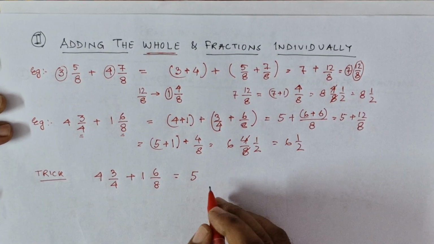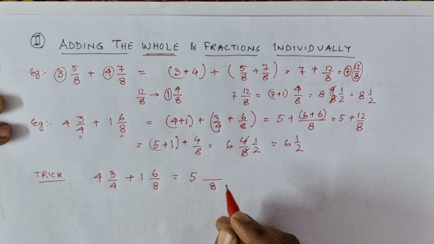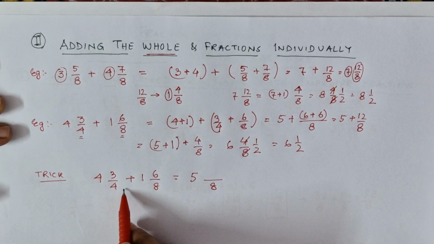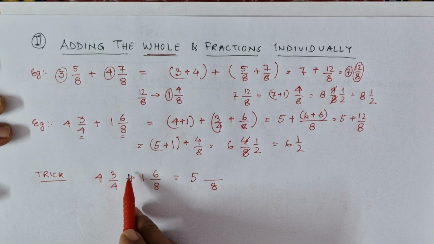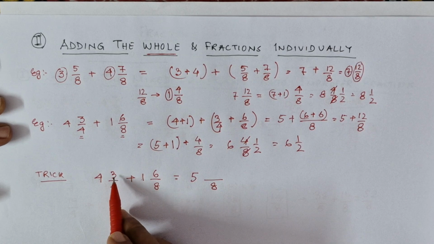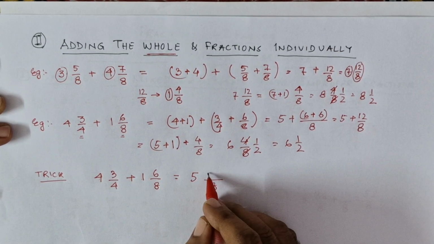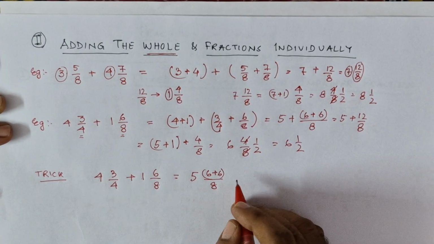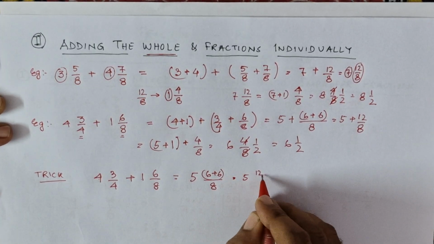The LCM will be 8. So we'll write 8 here. Got it? Now I need to change this into the LCM, so multiply 2 in the denominator, hence we'll multiply 2 in the numerator also. So 3 into 2 is 6. So 6 plus 6, the 6 remains as 6 here. So this becomes 5, 12 by 8.